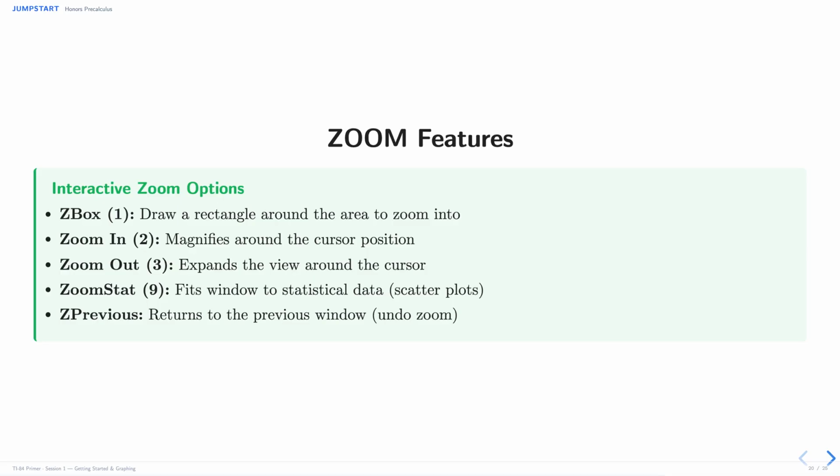Let's explore the zoom features available on the calculator. The Z-box option allows you to draw a rectangle around the area you want to zoom into. The Zoom In option magnifies the view around the cursor position, while Zoom Out expands the view. The Zoom Stat option fits the window to statistical data, which is useful for scatter plots. Finally, Z Previous lets you return to the previous window, acting as an undo for your zoom actions.